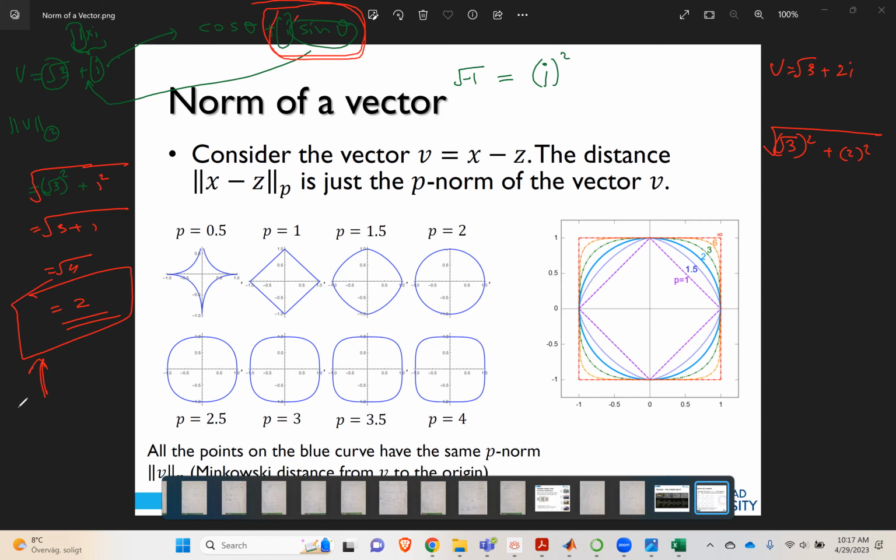The norm of a vector, we call it the magnitude. So this number 2 is actually the magnitude, right? Yes, it's the magnitude, because in the Fourier transform we keep the magnitude and the phase. Then what is phase? Phase is actually the angle.